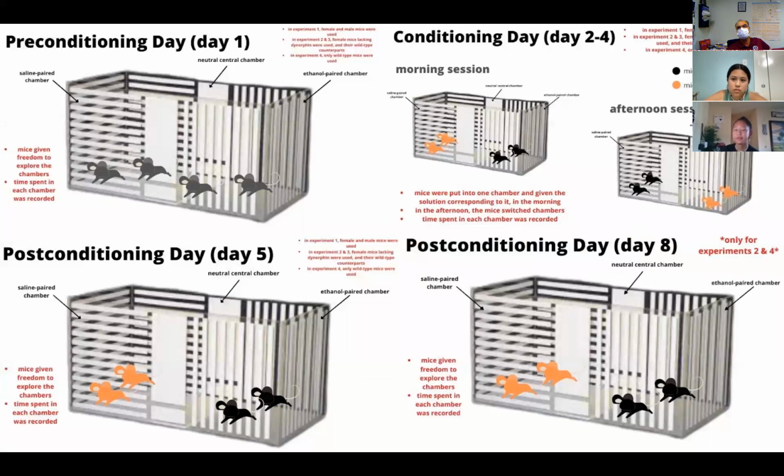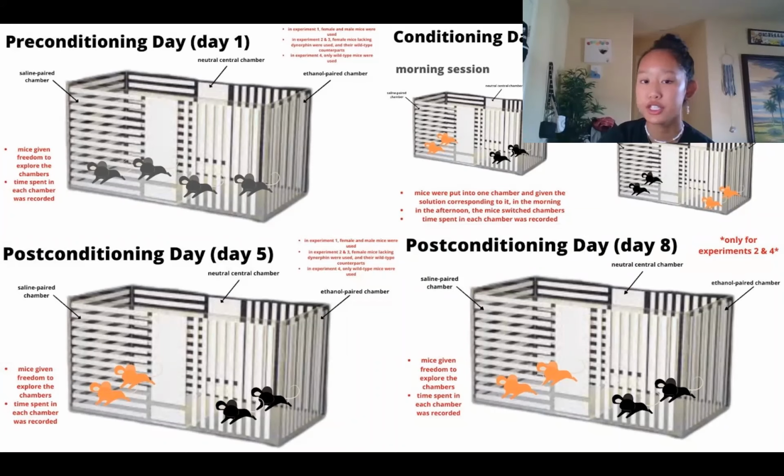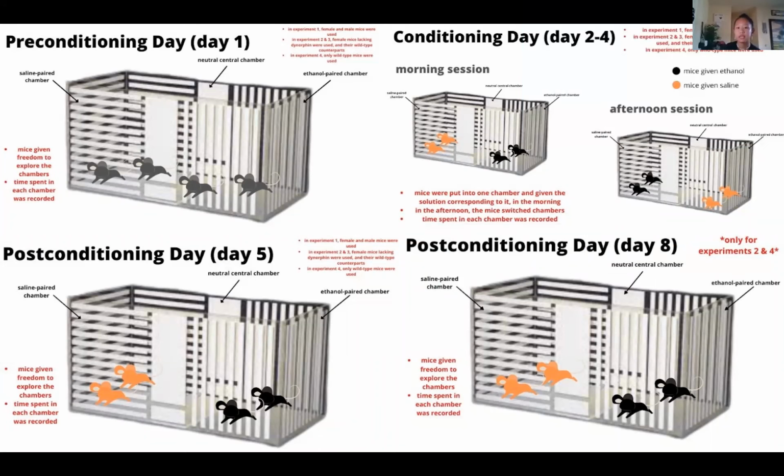So for one of our projects, we created a CPP model of the experiments that would be conducted. There's usually a preconditioning day where rats are able to explore all the different regions. One side is usually a saline paired chamber, the other side being an ethanol paired chamber, and the central chamber is the neutral one. Following preconditioning are conditioning days, in which usually in a morning session, rats are placed into one of the chambers, and then in the afternoon, they switch the chambers.